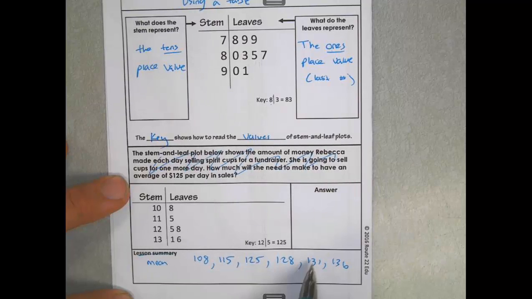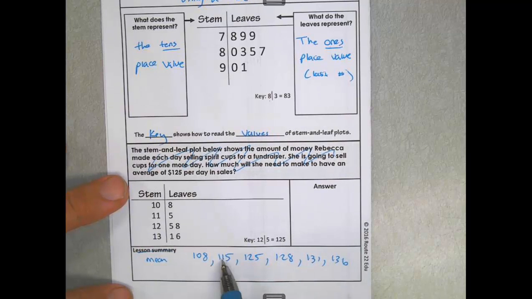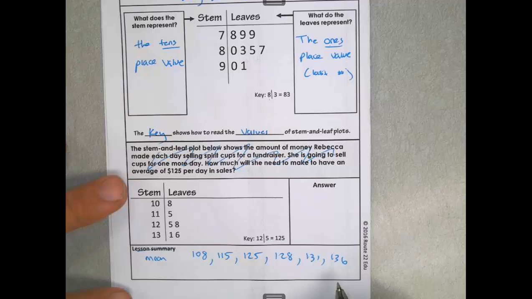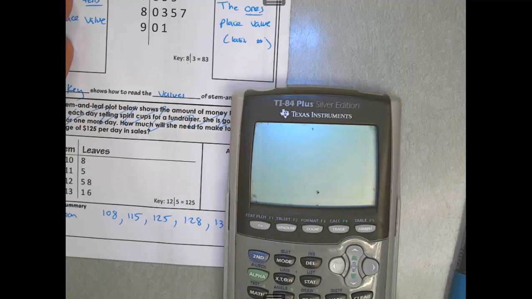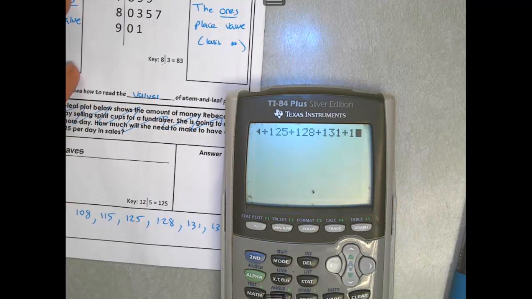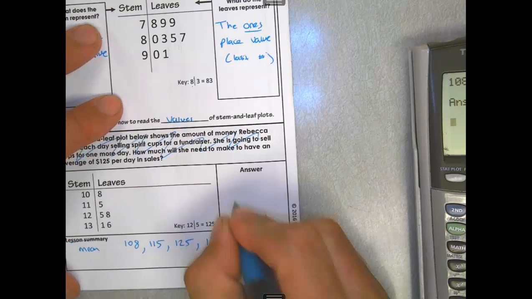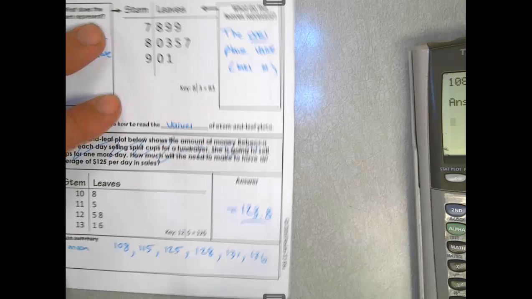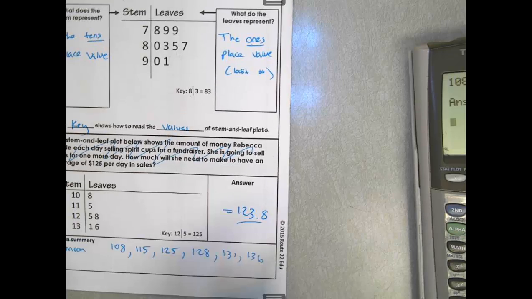Okay, those are our numbers, and from there we can find the mean just by adding these up and dividing by 1, 2, 3, 4, 5, 6. So we're going to add them up and divide by 6. That's something you can do with your calculator fairly easily. 108 plus 115 plus 125 plus 128 plus 131 plus 136, all divided by 6 gives us about 123.8. So the mean is about 123.8. That is the average amount of money made per day in this example. So that's how we find the average here, and that's how these stem and leaf plots work.